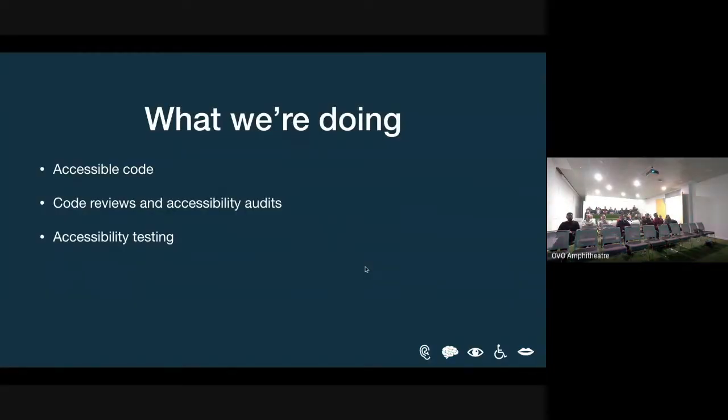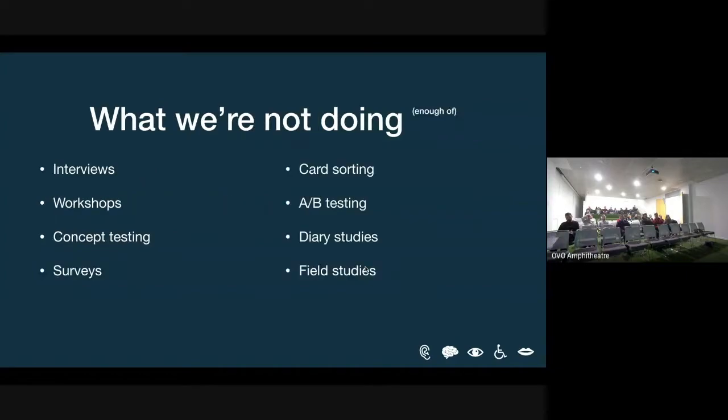But we do a lot of things like we code accessible code, we do code reviews and accessibility audits. And then when we've built the thing, we do accessibility testing. And that goes back to my point of why aren't these people included in actually building the thing to meet their needs, to meet everybody's needs? So yeah, I've already said this. Include everybody in interviews, workshops, concept testing, field studies, A/B testing, diary studies. There are ways to make all of these things accessible to allow everybody to be involved in forming the thing you're trying to build.